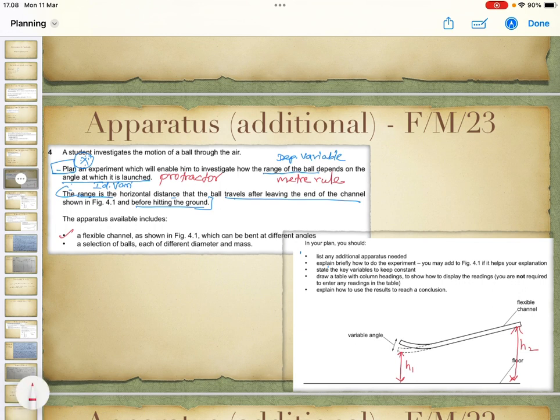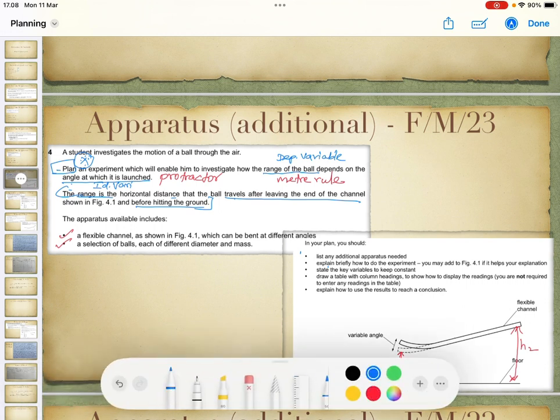And then okay, so you have a selection of balls with you, each of different diameter and mass. Are you going to use all the different sets of balls you have? Definitely not. So here comes the third set of variables, which are the variables to be kept constant: the diameter of the ball and mass of the ball. The entire experiment is performed with a single ball of same diameter and same mass, right?